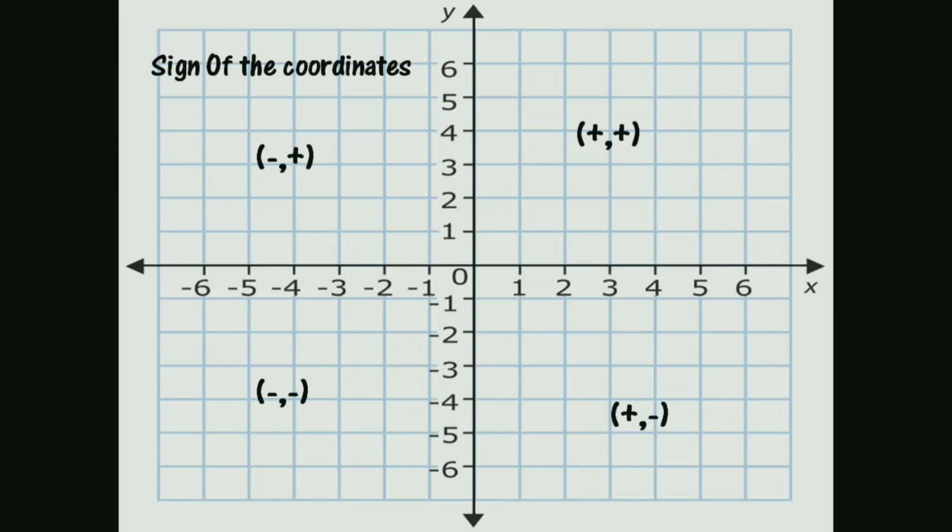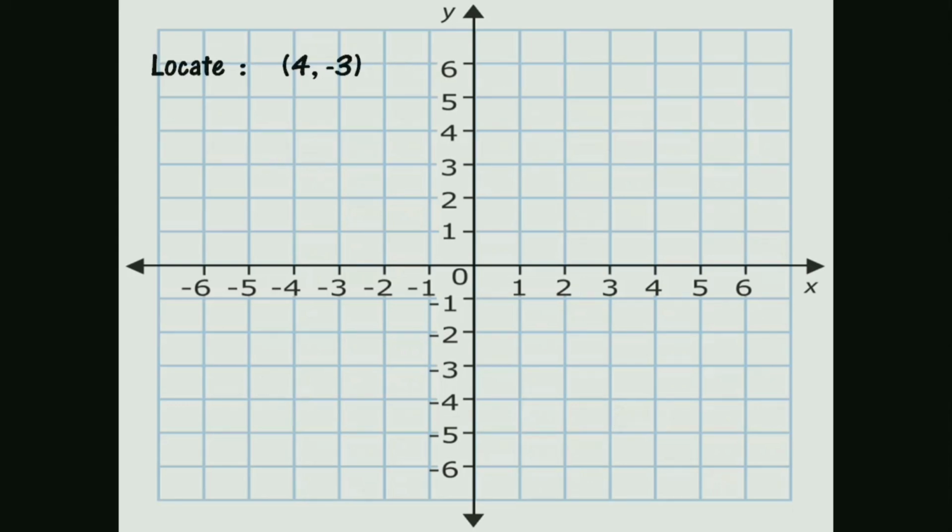Let us consider an example. Locate the coordinates (4, -3). To locate this point, we will first take the x-coordinate, that is 4 as the x value, and -3 as the y-coordinate. Now we can see that both are intersecting at this point. So this is how coordinates work.